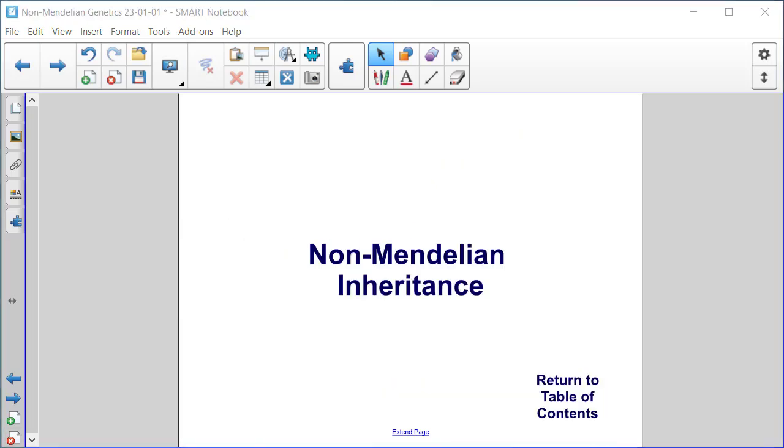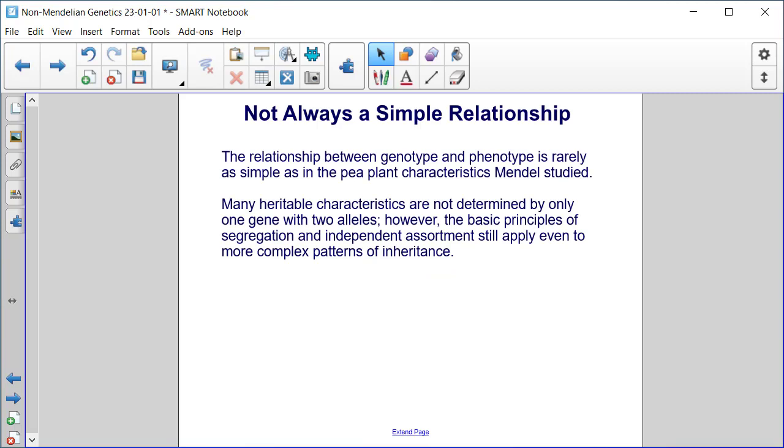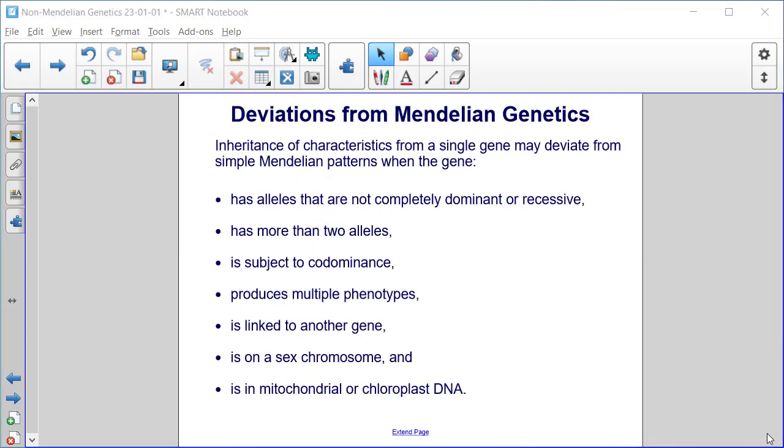Non-Mendelian inheritance. The relationship between genotype and phenotype is rarely as simple as in the pea plant characteristics Mendel studied. Many heritable characteristics are not determined by only one gene with two alleles. However, the basic principles of segregation and independent assortment still apply, even to more complex patterns of inheritance.